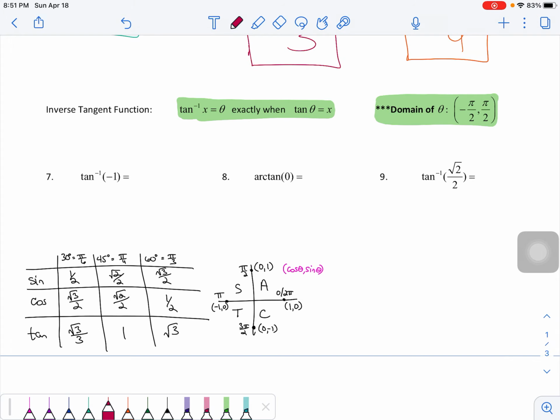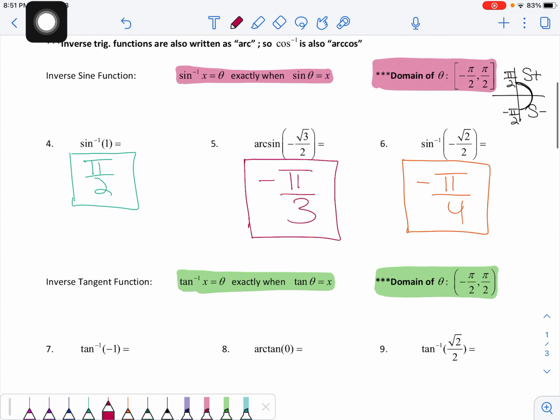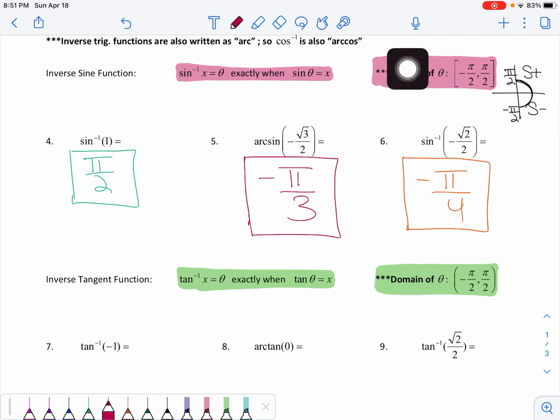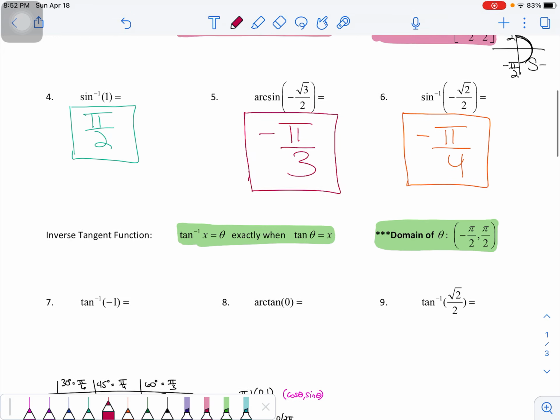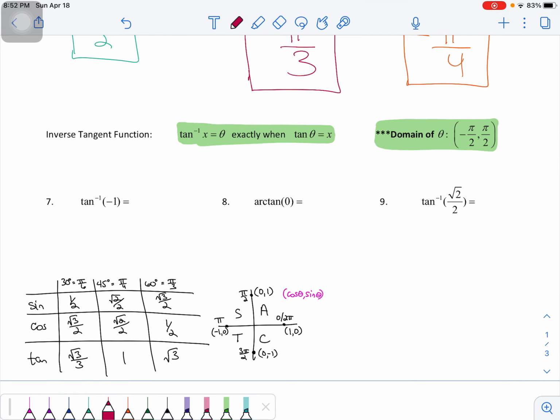I say it's similar because if you look at the actual domains, and I'll actually do this so you can see them both, the domain for sine has brackets, the domain for tangent has parentheses. Seems like a small thing, however, the domain for tangent cannot include negative pi over 2 or positive pi over 2. Those are places where tangent is undefined. Those are two of your vertical asymptotes, so we don't include those in the domain.